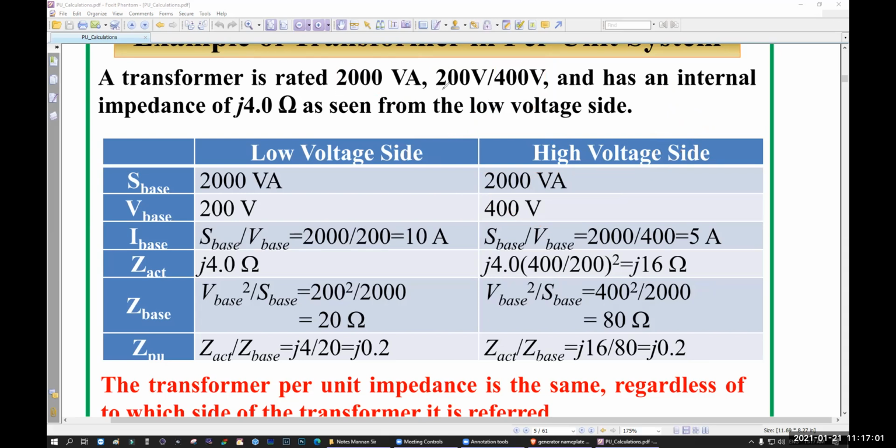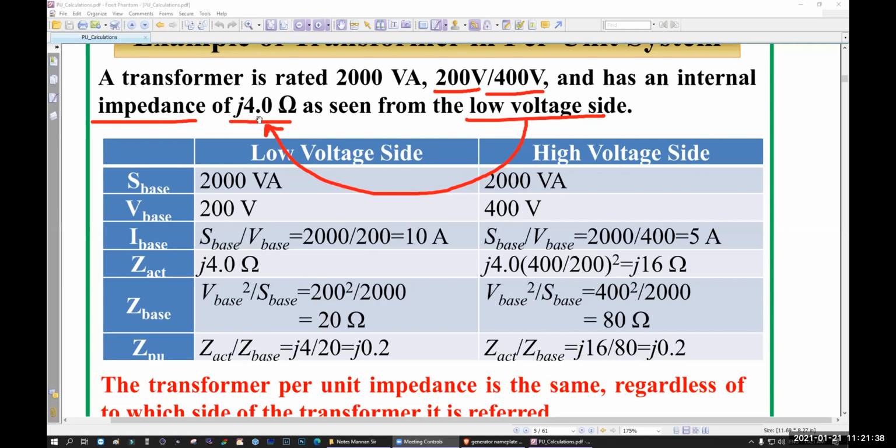So it's lower, that means the primary side is 200 volt and your high voltage side is how much? 400 volt. Has an internal impedance of j4.0 as shown in the low voltage side. That means this impedance is where? This impedance is in which side? Primary side. Low side. Okay, let's take a 1 minute break, okay? Okay, sir. Okay, 1 minute.